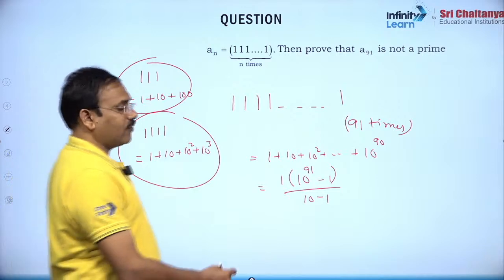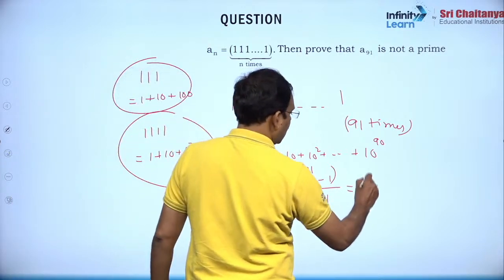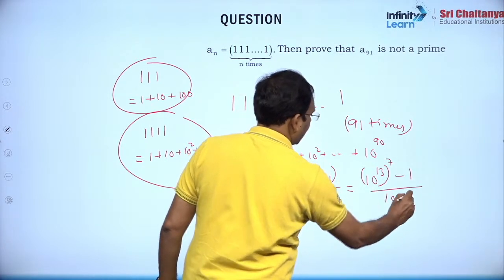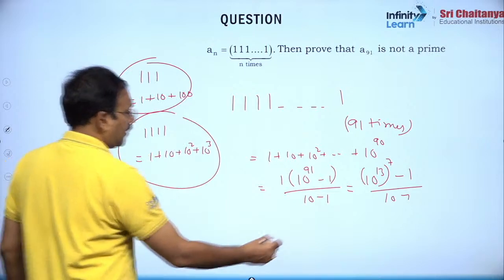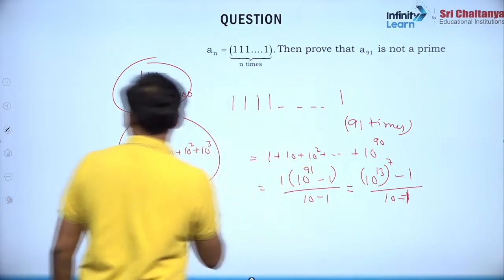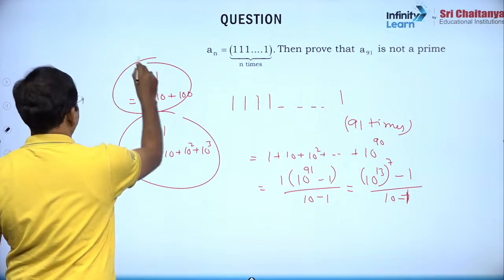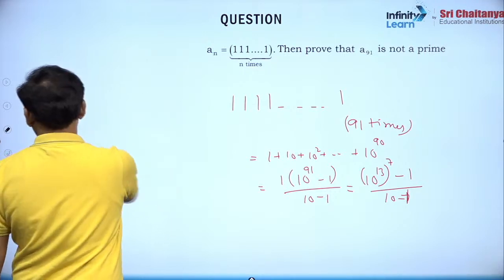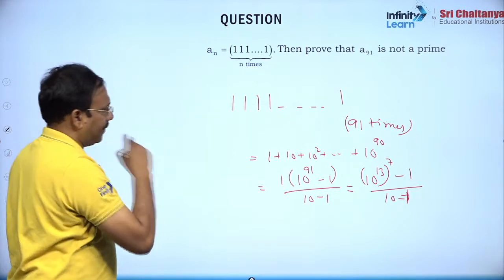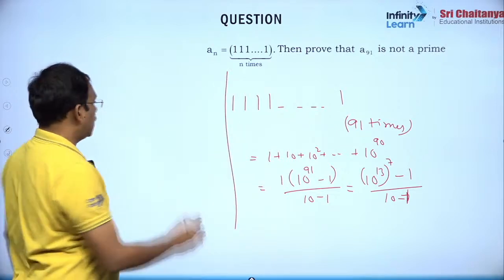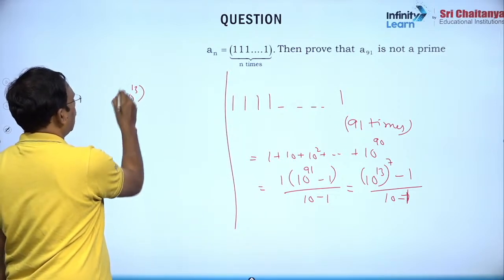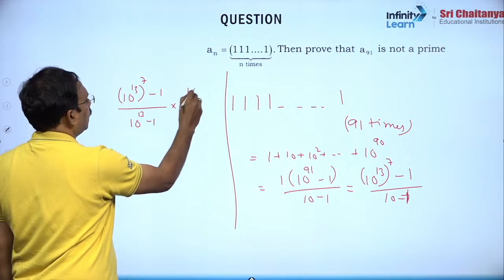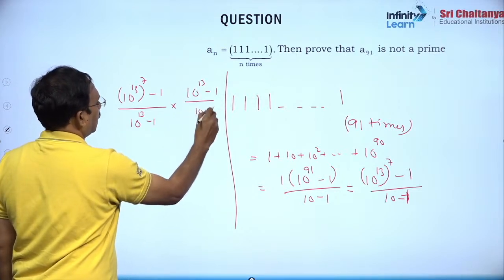Yeah. So what we can do is, this is 10 power 91, which means 10 power 13 whole power 7 minus 1 by 10 minus 1. Am I correct? Yeah, 10 minus 1, 10 minus 1. Okay. Now what I do, my dear friends, in the next step is arrange it as 10 power 13 whole power 7 minus 1 by 10 power 13 minus 1 into 10 power 13 minus 1 by 10 minus 1.